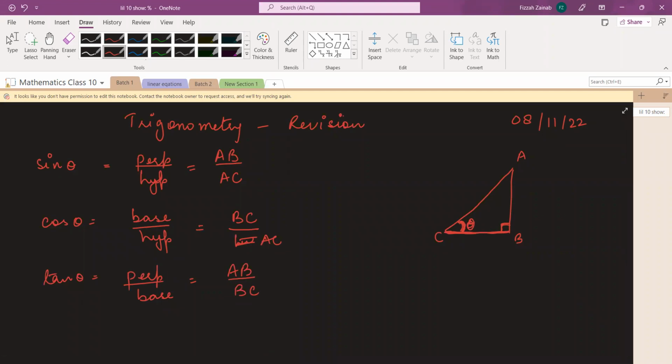And then we have their inverse. So from here we can write cosec theta, which is the inverse of sine theta, 1 upon sine theta. So that will be your AC by AB. And the inverse of cos is sec theta, which is 1 upon cos theta. So it will be AC by BC. And then cot theta, which is actually 1 upon tan theta, will be BC by AB. So this much you need for first exercise.